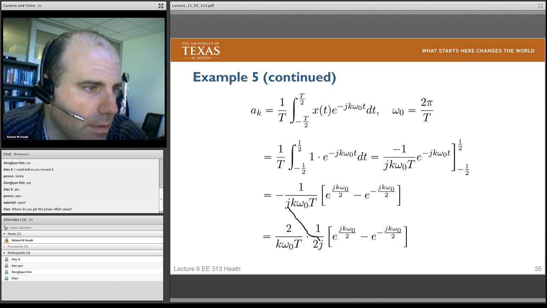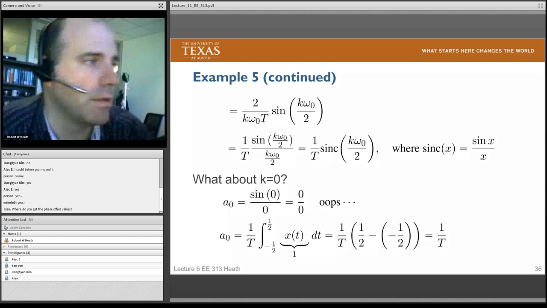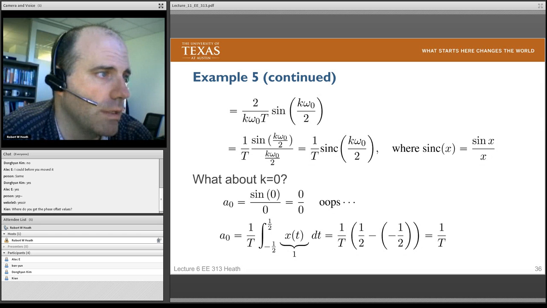Now, this is a slightly tricky thing here. What I'm going to do is, see how I have a j here, I'm going to factor that j out, and I'm going to multiply and divide by 2. So I have a 1 over 2j here. And by doing this, this quantity becomes a sine. And so that becomes 2 over k omega naught T times the sine of k omega naught over 2.